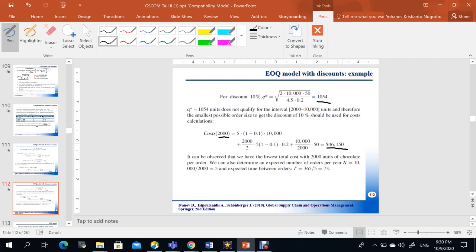And then we can also determine the expected number of orders per year by taking 2,000 as the order quantity. That is M equals 10,000 divided by 2,000 equals 5. Meaning that every year we order 5 times, and the time between orders is 365 days divided by 5 equals 73 days. So every 73 days the company will order from the manufacturer, the supplier in Switzerland.